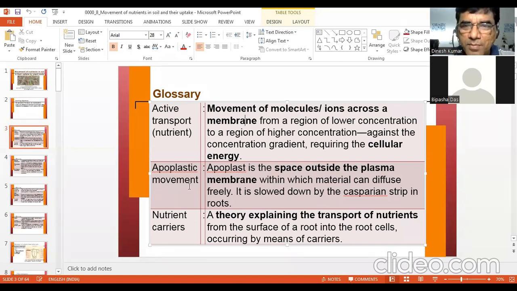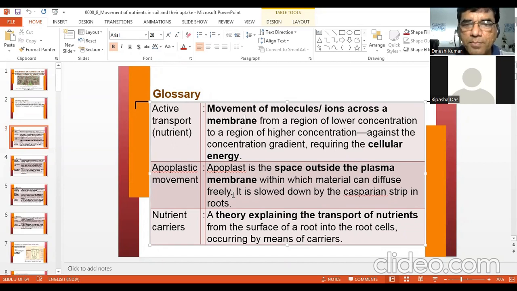Apoplastic movement, you will come across, you will know more about apoplastic movement. Apoplast is the space outside the plasma membrane, within which material can diffuse freely. Means in this apoplastic space, the materials, here material means ions and molecules, can diffuse freely. It is slowed down by the Casparian strip in roots.